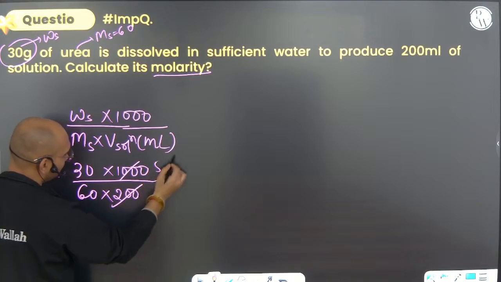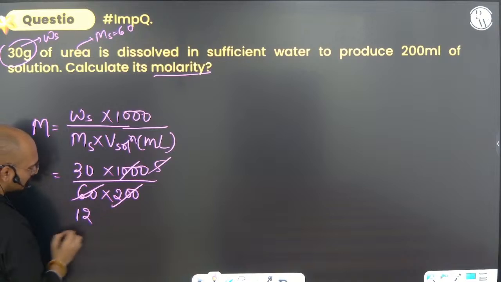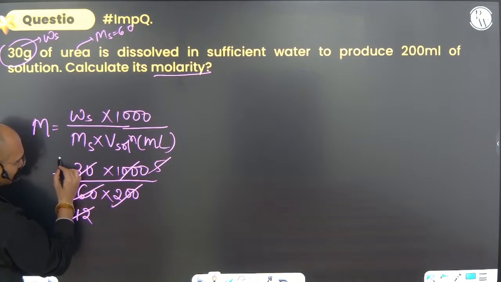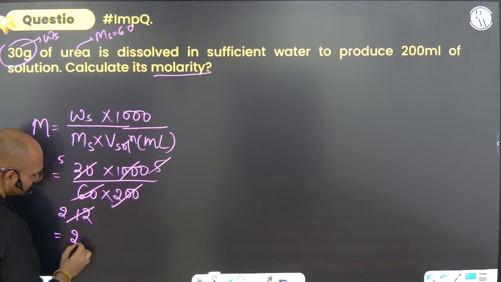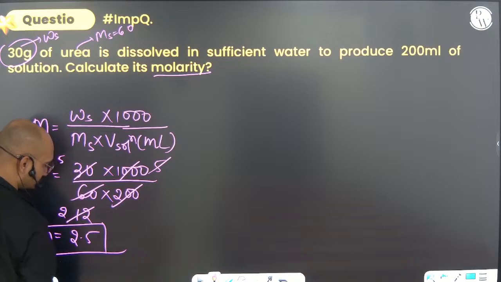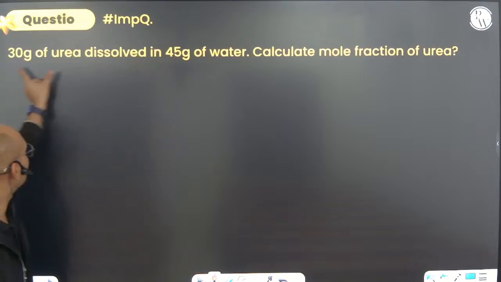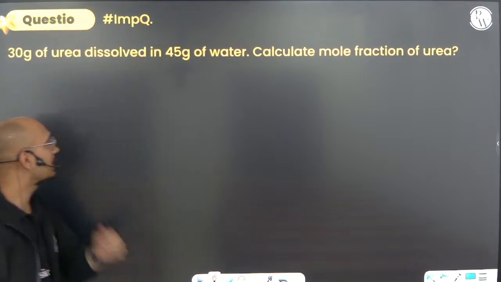Cancel, 5 times. Cancel, 12. So 30 by 12, cancel it. 6 5s are 30 and 6 2s are 12. That is 2.5. So molarity will be 2.5 molar. Okay.